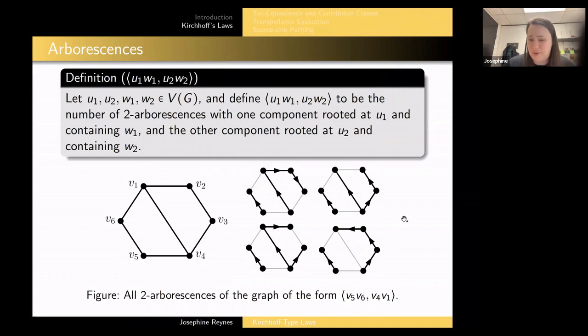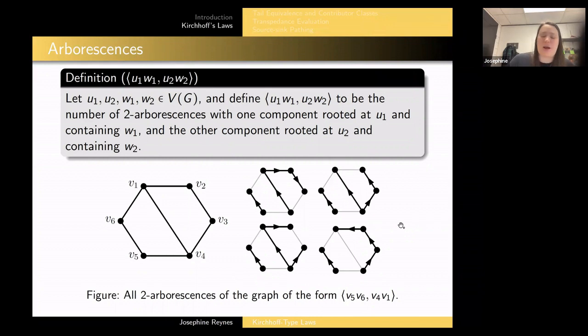And here you might remember these figures. These are 2-arborescences of the form [V5, V6; V4, V1]. So each of them has one component of the 2-arborescence rooted at V5, containing V6, and that's this single path of length 1. And the other component is rooted at V4 and contains vertex 1 as well. And it doesn't have to contain it as an adjacency, as you can see in this bottom left figure, it just has to contain it somewhere in the tree. So these are all the arborescences of this form.